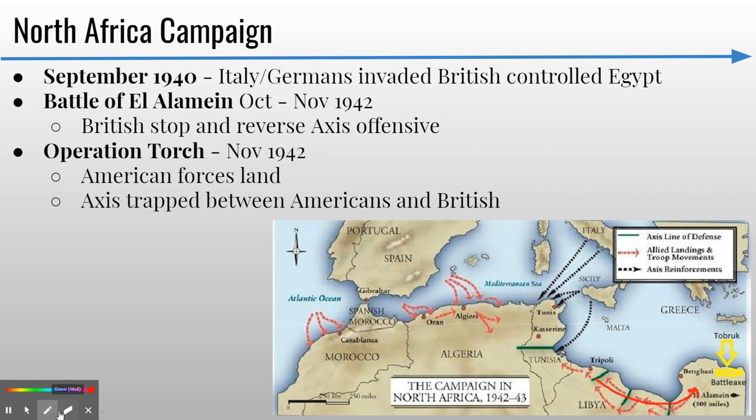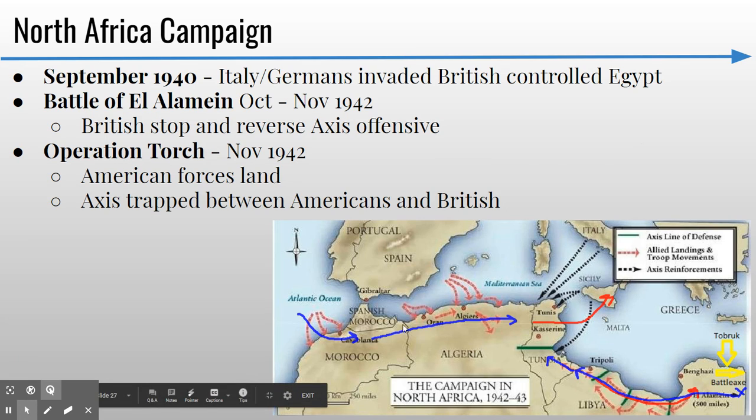The British stop the Germans at this area over here, El Alamein, and then they begin pushing the Germans slowly back across North Africa. Then, at Operation Torch, the Americans land in this area here and begin pushing the Germans and Italians back. Eventually the Germans are trapped in between the Americans and the British, and the Axis have to retreat back to Italy and out of North Africa.